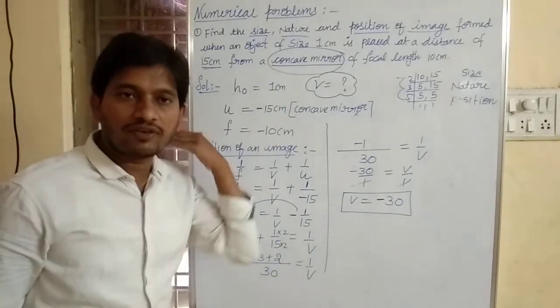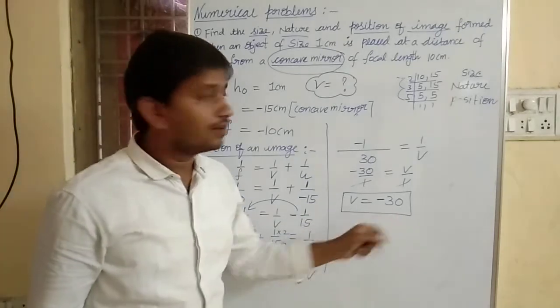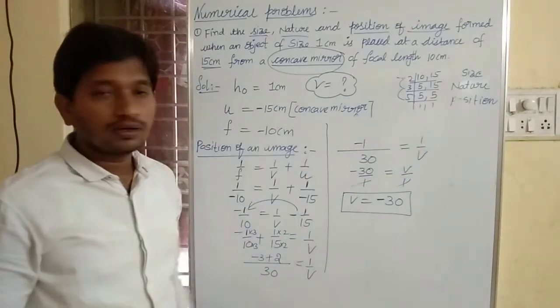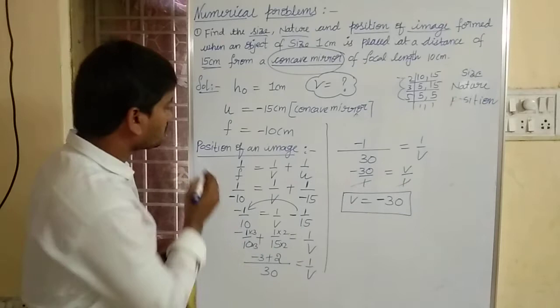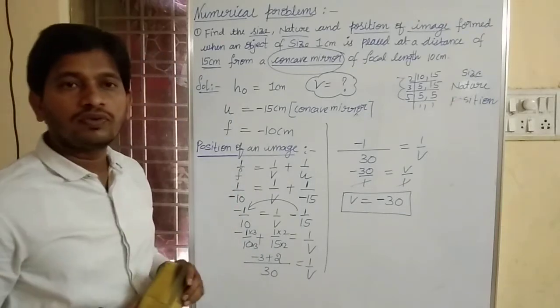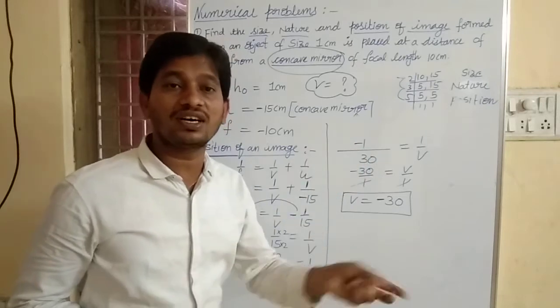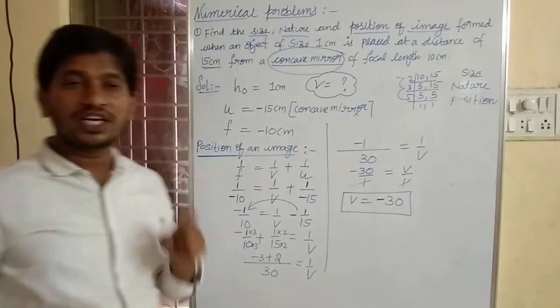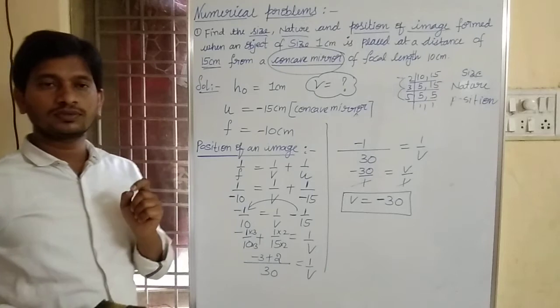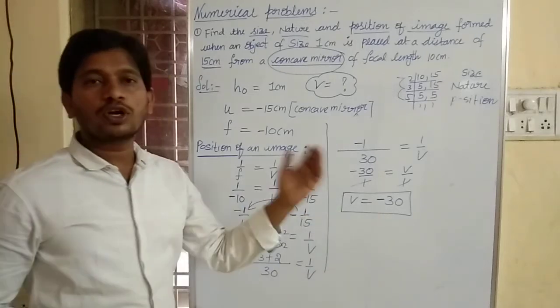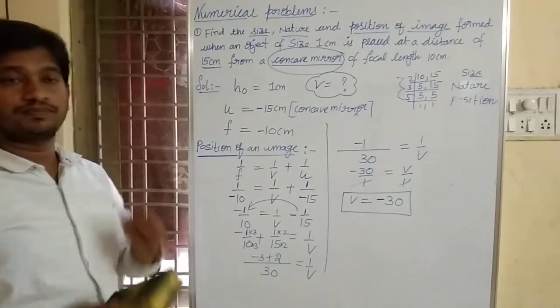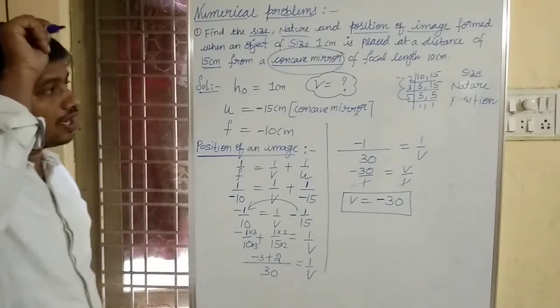Imagine we got an image in front of the mirror. What is the position of the image? We are finding the position of the image first. We got the image at a distance of 30 centimeter in front of the mirror. That is our position of the image. Here the minus sign indicates we got the image in front of the mirror.